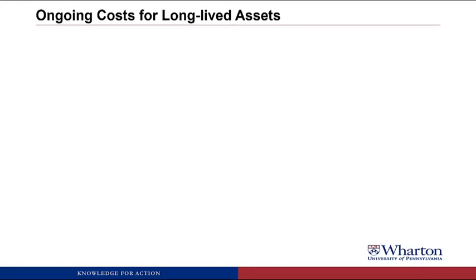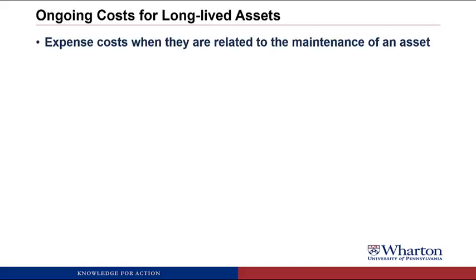Now we're going to talk about what happens with ongoing costs for a long-lived asset. So you have some long-lived asset, and you have to keep spending some money on it in the future. What do you do with those costs? You should expense those costs when they're related to the maintenance of the asset. So any usual or expected maintenance costs would be expensed. Things like oiling up the parts, tightening the screws, replacing the belts, any cost that you anticipate you would need to do to maintain the quality of the asset.